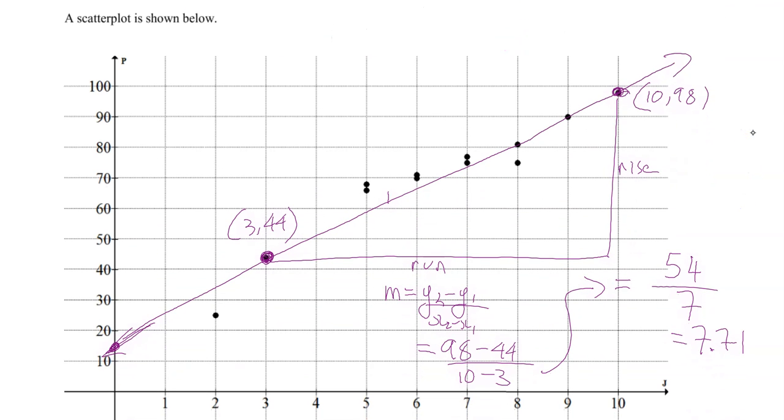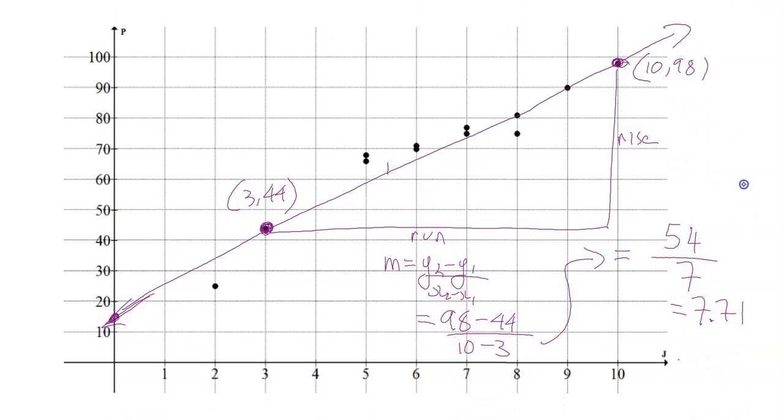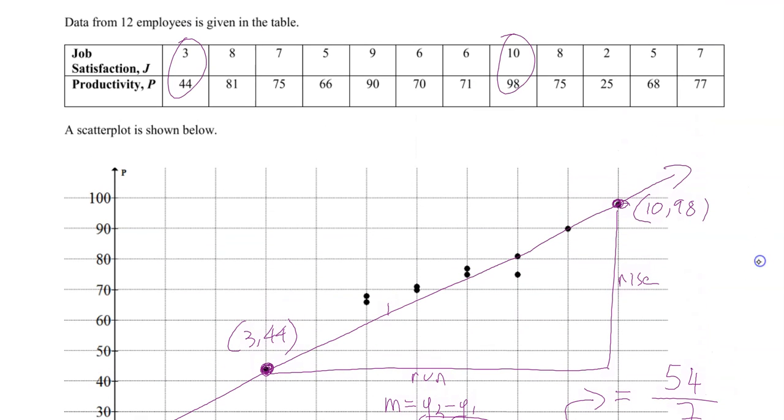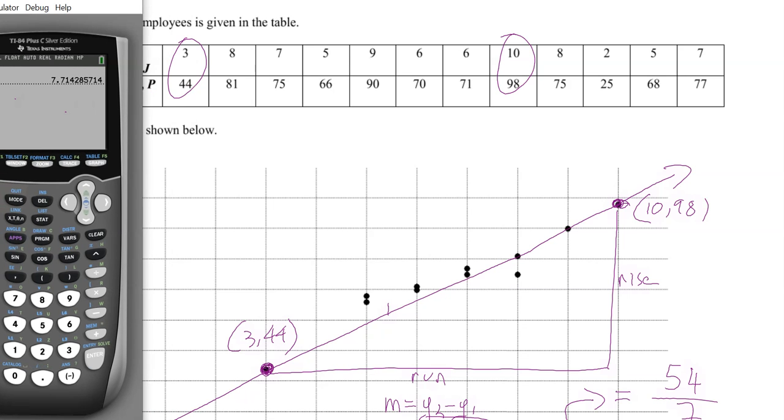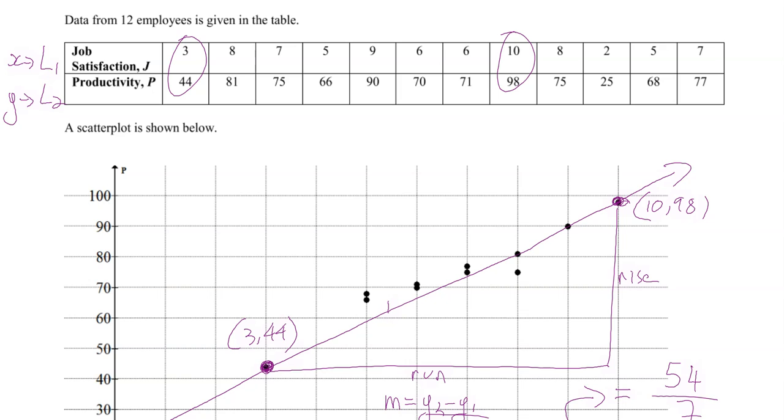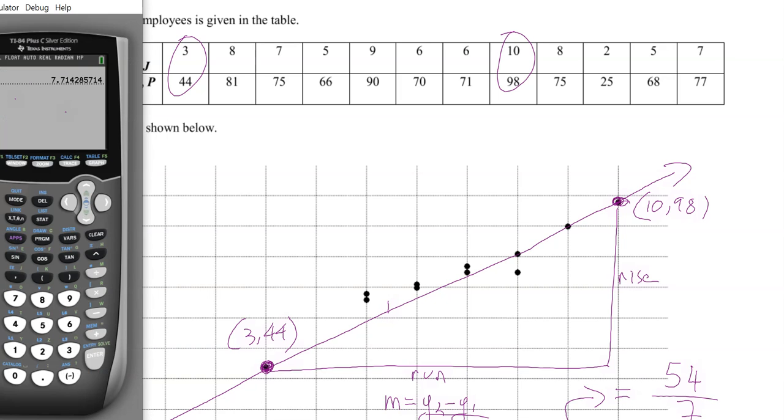So our x's are the j values. These are our x's, and they are in list 1, and our y values go in list 2. So let's get the calculator out, and okay, so the first point is 3.